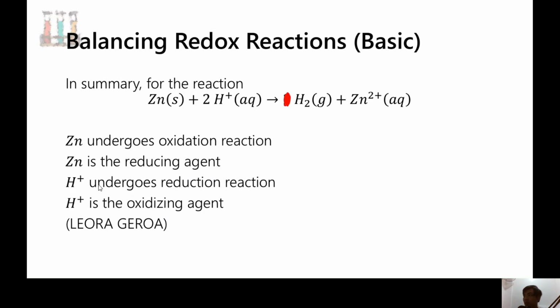Okay, so yung reactant na zinc, siya yung reducing agent because it underwent oxidation reaction. Yung reactant na H plus that underwent reduction reaction, hence we call it the oxidizing agent. So siya yung tumutulong sa oxidation reaction. Okay, so keep in mind the Leo-Ger lang.